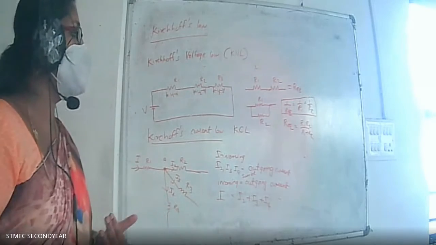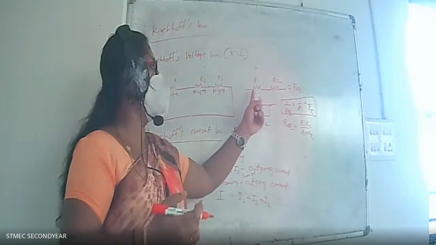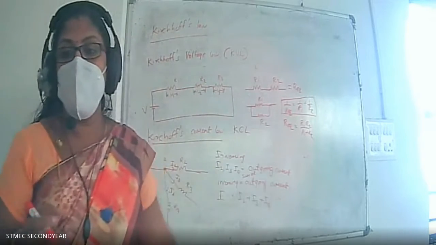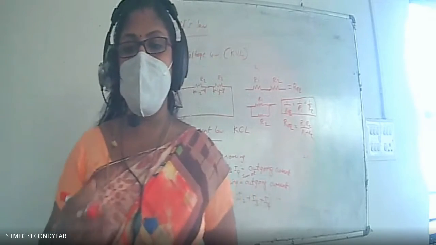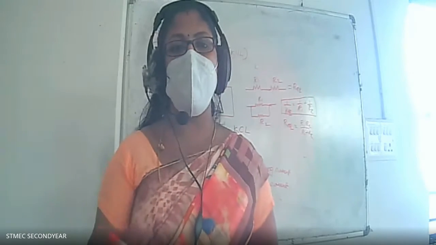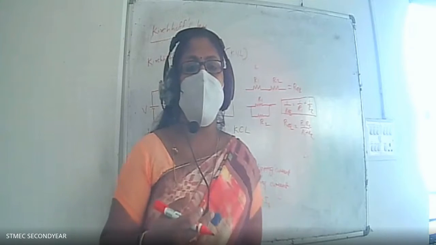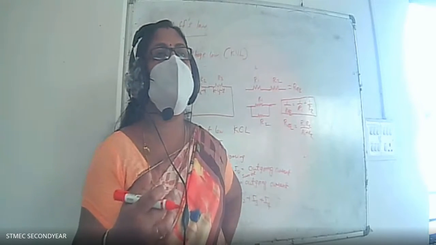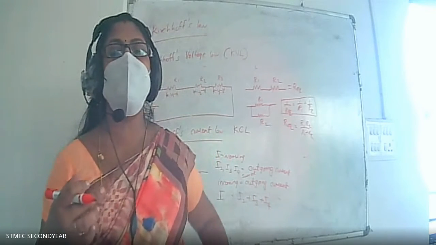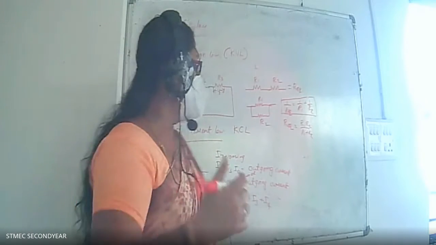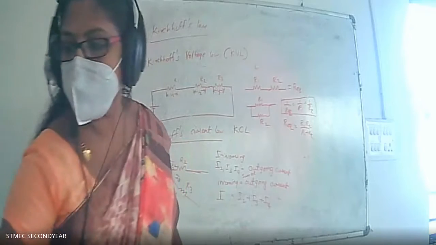Suppose the number of resistors is increasing, like R1, R2, R3, R4. What is the equivalent resistance? If different resistors are connected in series, then the total resistance will be equal to the sum of all these resistances.